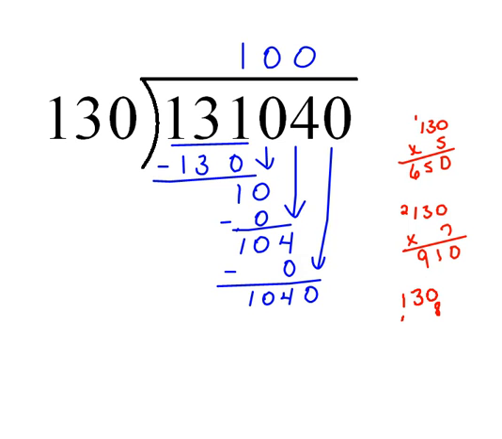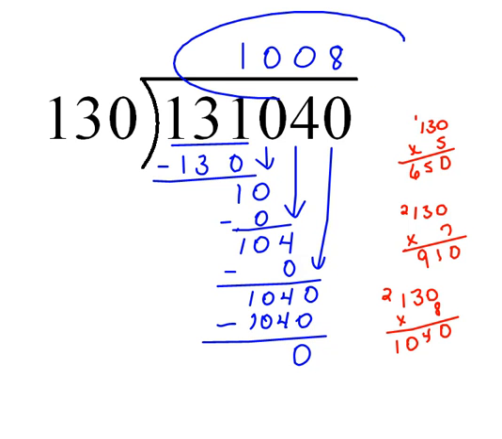Let's try 130 times 8 and see what happens. So 8 times 0 is 0. 8 times 3 would be 24. 8 times 1 would be 8, plus 2 is 10 when we add what we had to carry. So this is 1,040. Well, that's exactly what we needed. So 130 times 8 is 1,040. So when we subtract, we have no remainder here. So our answer is 1,008.